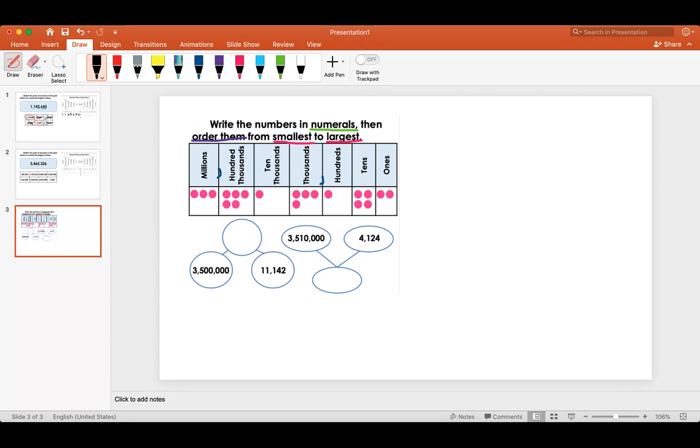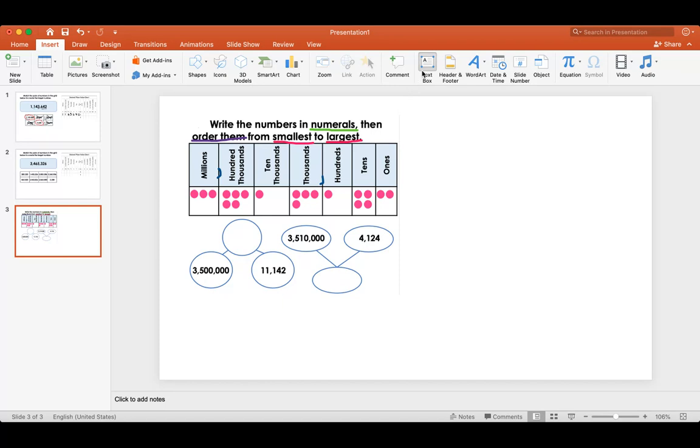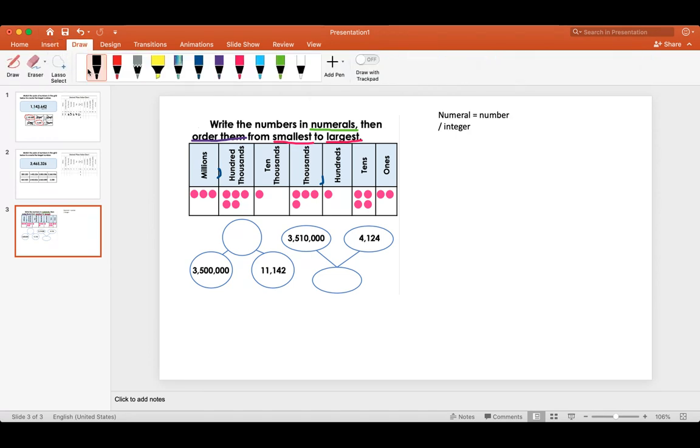And we've also got other vocabulary that you could use. So I'm just going to write this quickly. Numeral can also mean a number, and another posh word is integer. Okay, they mean exactly the same thing. It's just a posh word for number. Then we're going to order them from smallest to largest. So we need to make sure that we understand what that means.